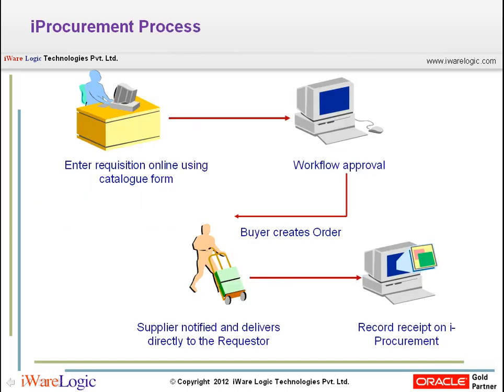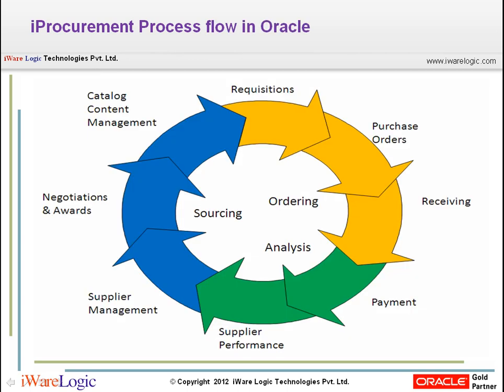Now in this slide we can see the iProcurement process, which we may call the standard process, wherein we enter the requisition using the web application. The workflow will process that requisition for the necessary approvals, and then the buyer will create the purchase order, which will in turn be notified to the supplier through email, fax, or a printed hard copy. Against that purchase order, the supplier will deliver the material directly to the requester, and the requester will record the receipts using iProcurement.